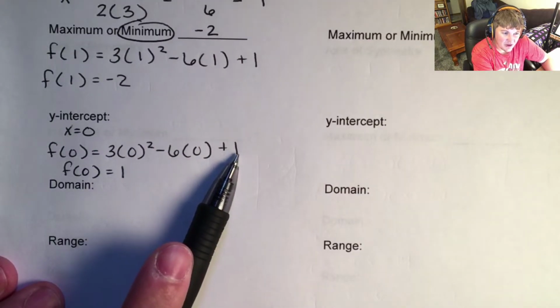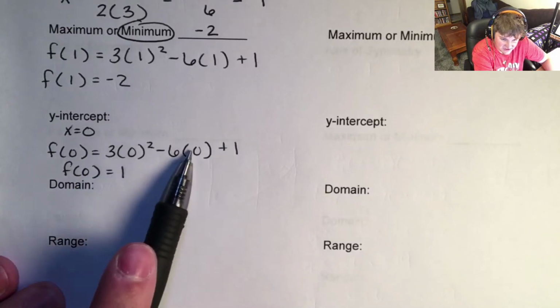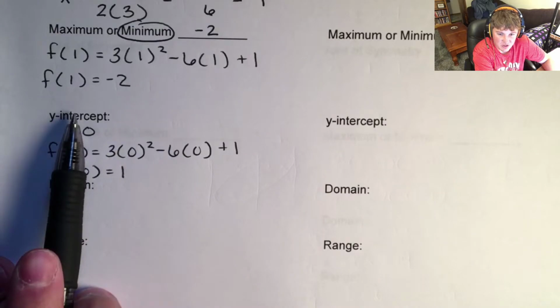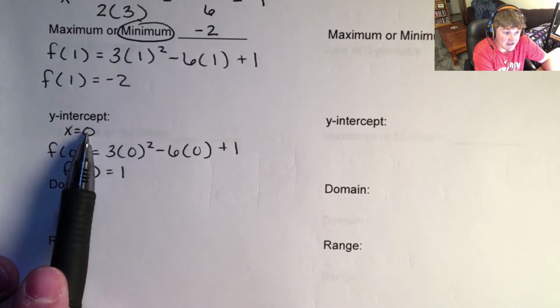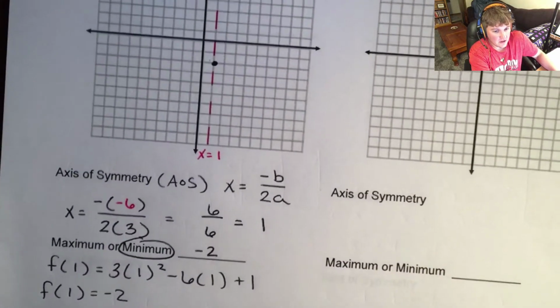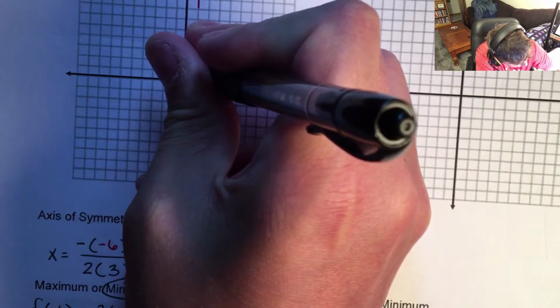Just this 1 here. Okay, so it's always just going to end up being whatever this value is, because the other terms always cancel out to 0, since for the y-intercept x is always 0. So this is kind of a shortcut, right? Because I have 0, 1, and then I can reflect it across to here.